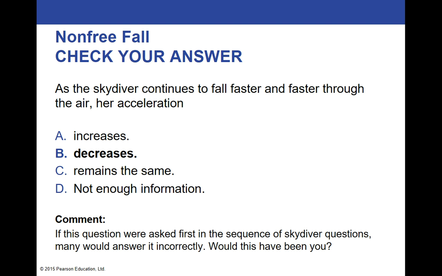This is not dealing with the opening of the parachute. You'll work through a worksheet question where you consider what happens after the opening of a parachute.